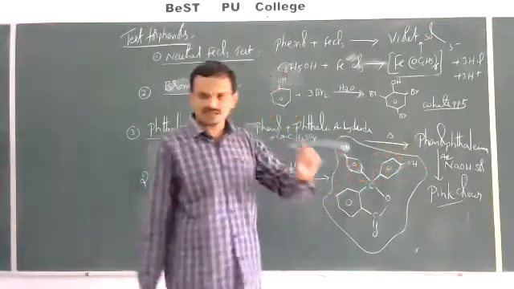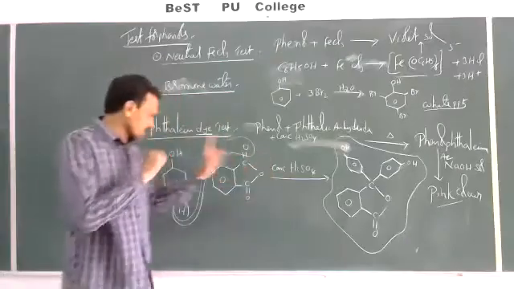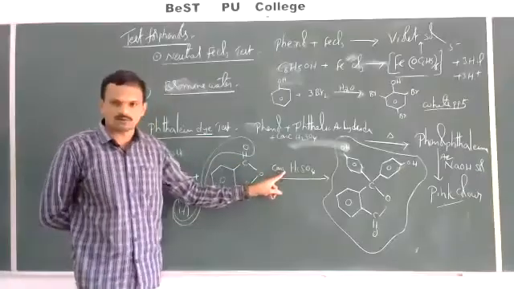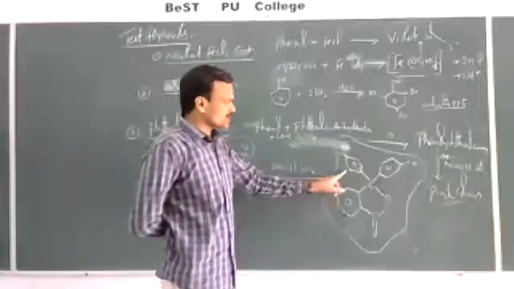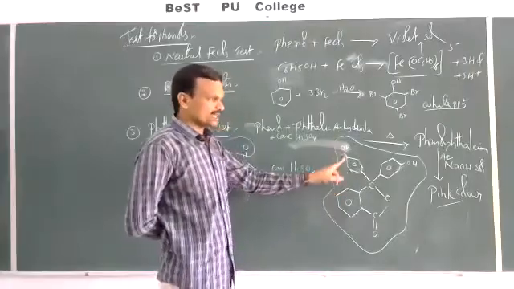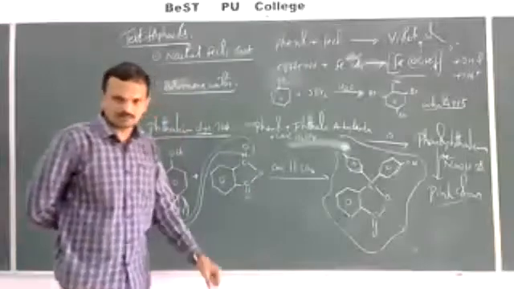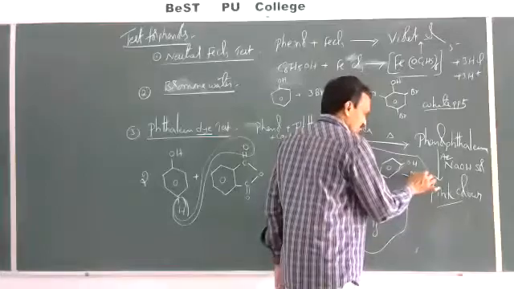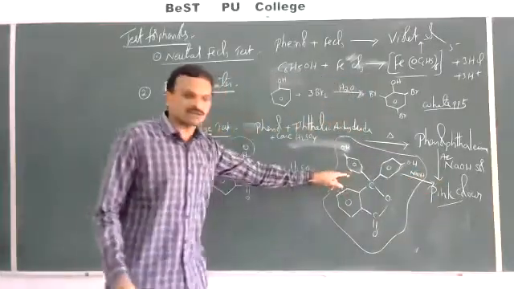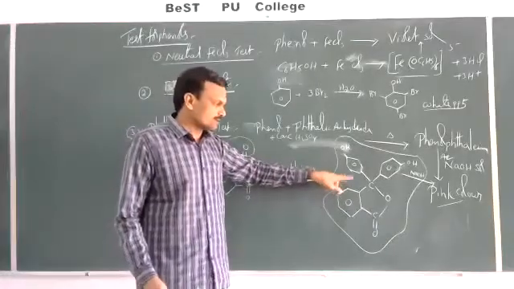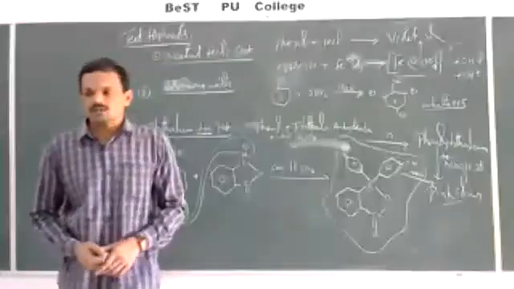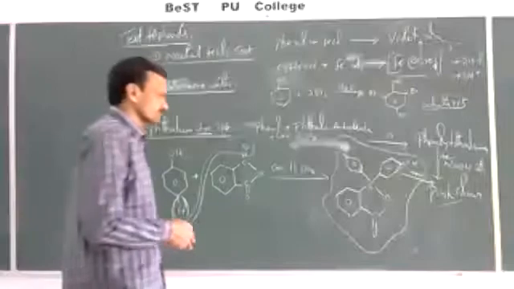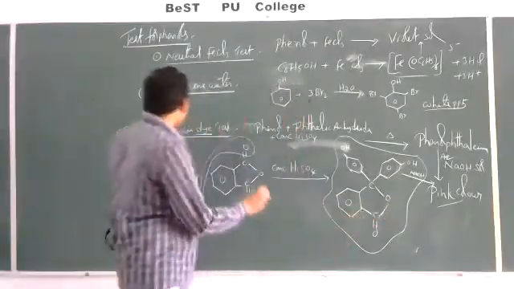And this phenolphthalein is colorless in acidic medium. So once phenol undergoes condensation with phthalic anhydride in the presence of concentrated H2SO4, we get the phenolphthalein indicator, which is colorless in acidic medium. Now if we add NaOH to this phenolphthalein, it is converted to its ionic form. That ionic form, formed in basic medium, gives a pink color. So this is known as the Thalein dye test.